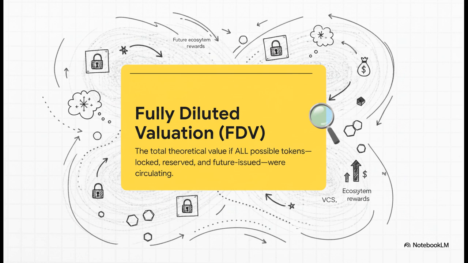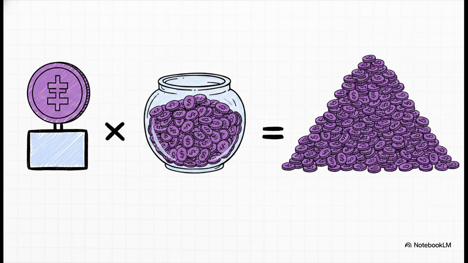I'm talking every token for the founders, every token for the venture capitalists, every token for future rewards, all of it. It's the total, theoretical, what-if value. The formula for this one is almost the same, but there's one massive difference. Instead of multiplying the price by the circulating supply, we multiply it by the maximum supply, the total number of tokens that will ever be created.